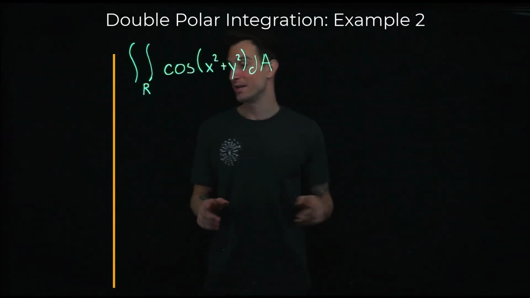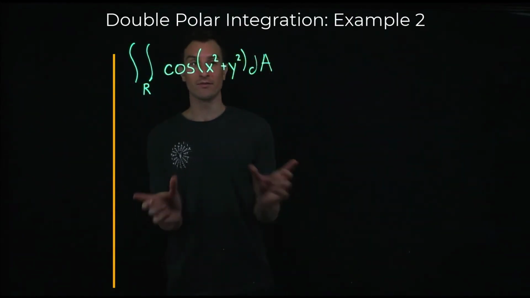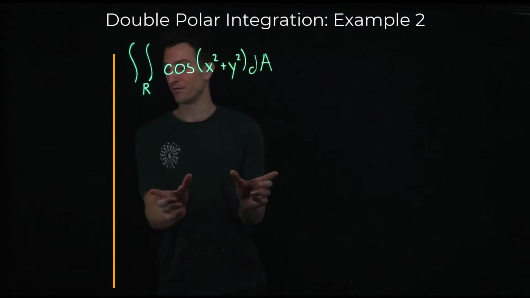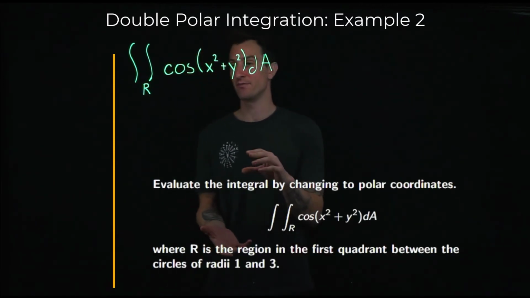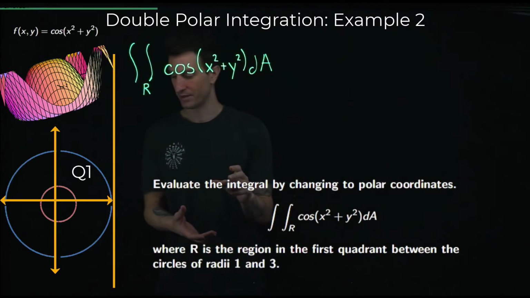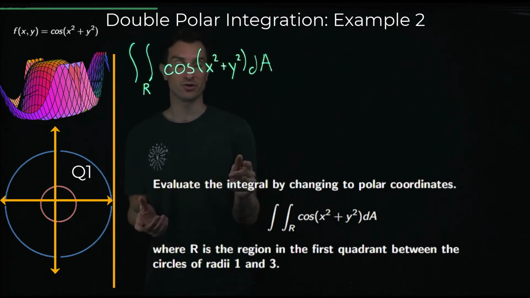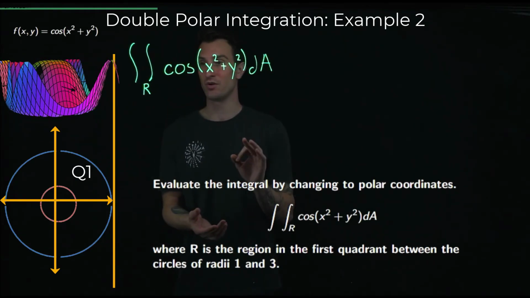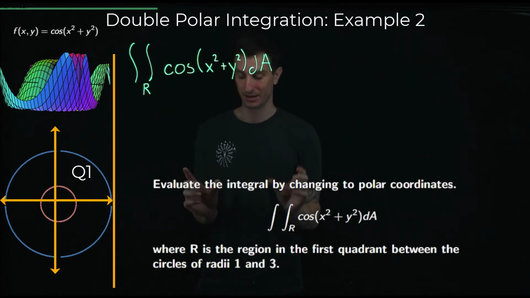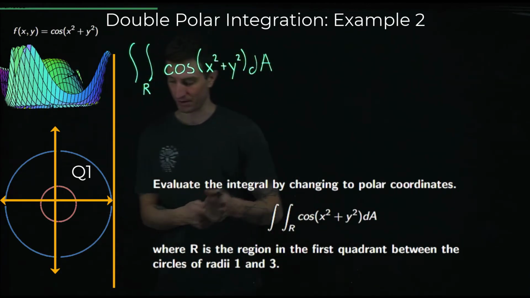Jumping into example 2. Now the problem should appear below. I've already written the integral out for us. So we are bounded between our first quadrant, right? So that's going to end up being 0 to pi over 2, as well as between two different radii, 1 and 3 here, right? So let's go ahead and start rewriting everything.